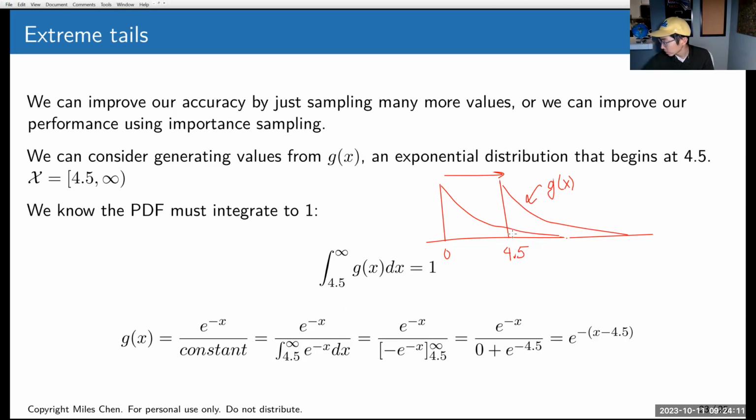Okay, so if I just take e to the negative x, and I just take this area, whatever that area is, I can just do that. So when I evaluate the integral of e to the negative x, the antiderivative of that is negative e to the negative x. I'm going to evaluate from 4.5 to infinity. Well, e to the negative x at infinity is 0, okay? And then if I plug in 4.5, I'm going to get e to the negative 4.5. So really, g of x just ends up being e to the negative x minus 4.5. All right. So this is the PDF. This is the PDF of g of x that starts at 4.5.